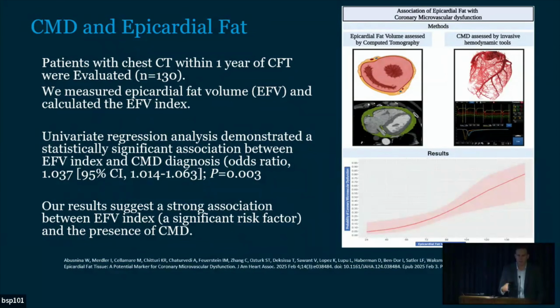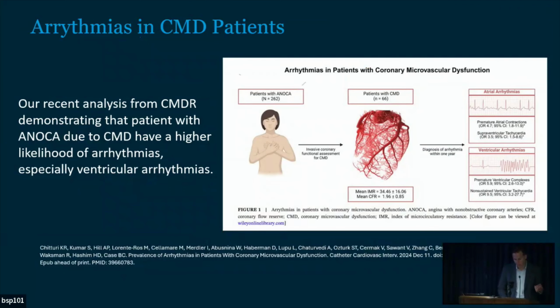And if somebody has a high epicardial fat content, we can say, hey, there's a high risk that they might have coronary microvascular disease. We also saw that there's a higher incidence of arrhythmias, specifically ventricular arrhythmias like PVCs, NSVT, and even VT. So if you have a patient that has chest pain, they've had NSVT on a Holter monitor, they've had a stress test that was negative, or they've had an angiography in the past that was negative, some of those patients might have coronary microvascular disease, and it's worth getting an evaluation.